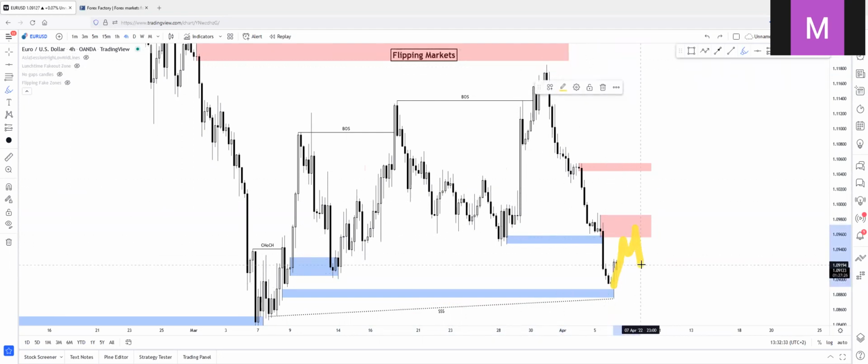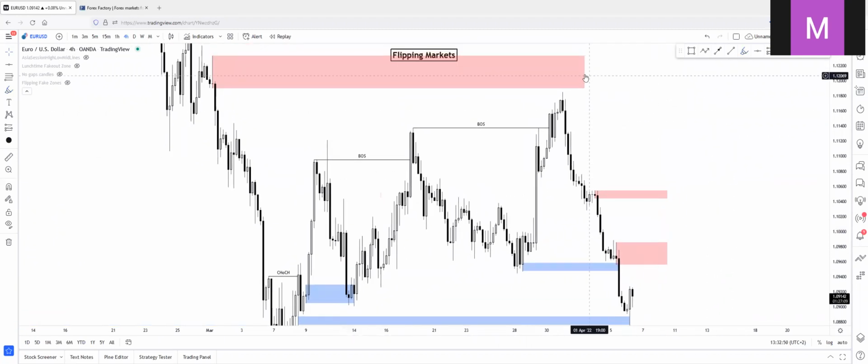If price creates a 15-minute change of character right here, we're just happy in a short trade and we are right on the expectation of short order flow to the downside. But if price breaks above this zone, we are right on the expectation of long order flow to the upside. So it's all about reaction. It's all about how you react on what price is giving you, right? You don't have to predict.